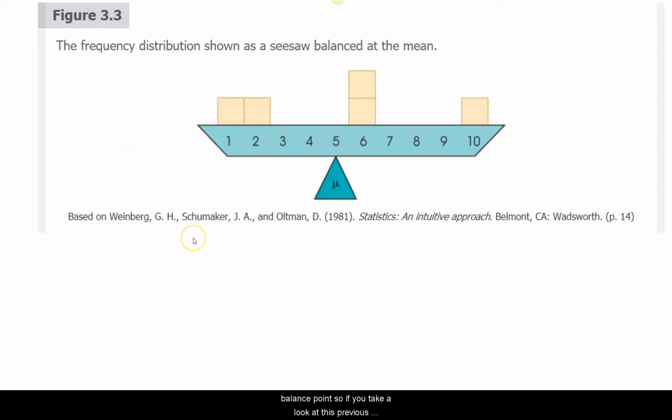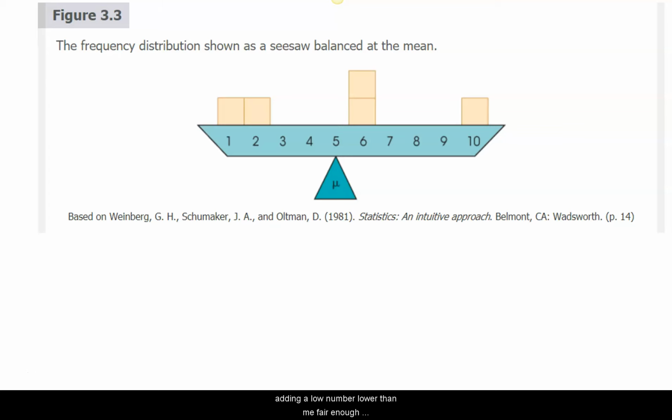point. So if you take a look at this previous illustration we had, what if we put another 9 on this seesaw, or added a 10? In that case, that would certainly make the seesaw drift off to the right. It would pull it down on the right. Conversely, what if we added a 3 or a 4? That would make it tip the other direction. So that would lower the mean. Adding a high number raises the mean. Adding a low number lowers the mean.